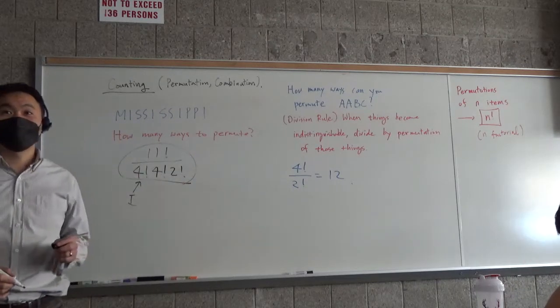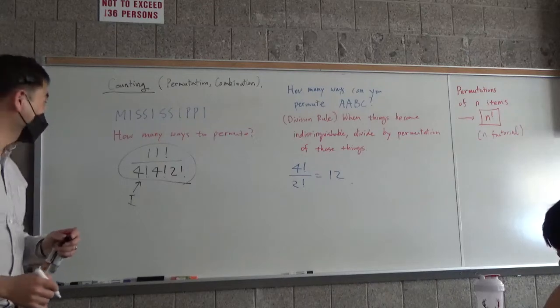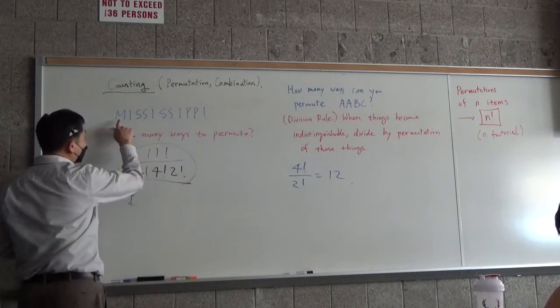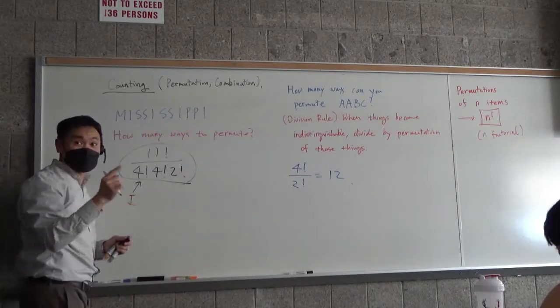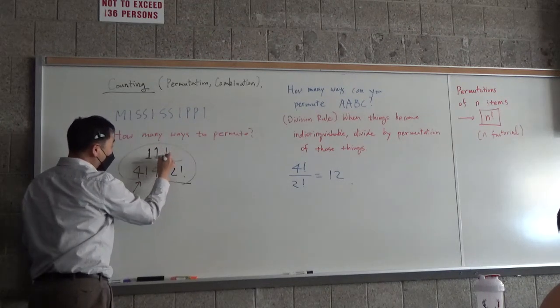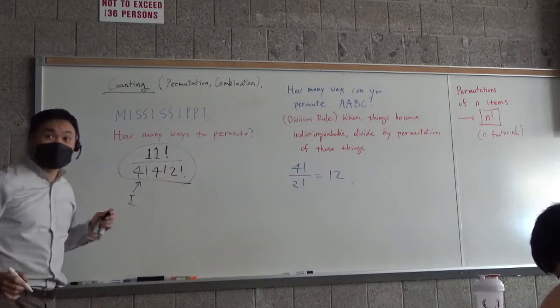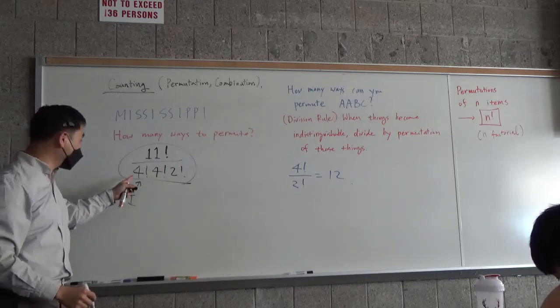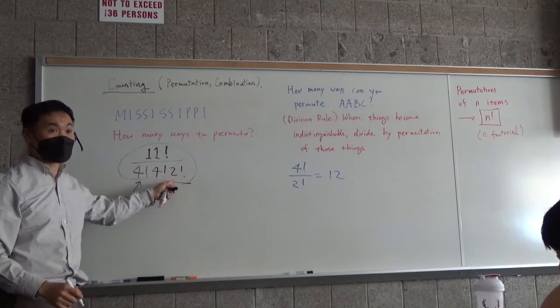Okay. 11 on top was because I have 11 items to permute. So it's 11 factorial. Okay, so 11 factorial, and you divide by 4 factorial, 4 factorial, 2 factorial, right?